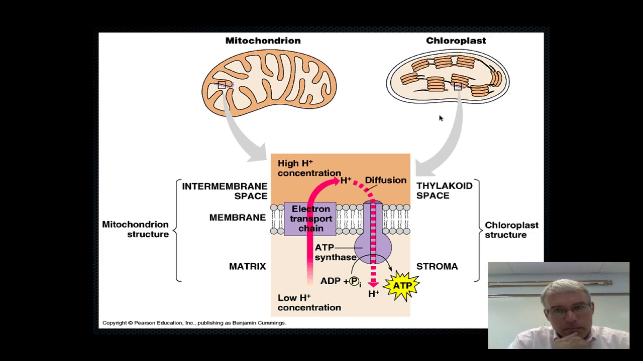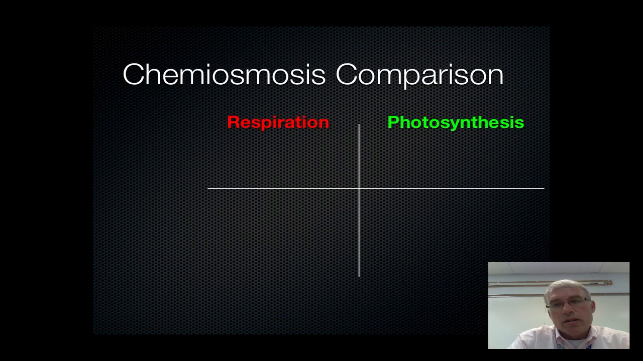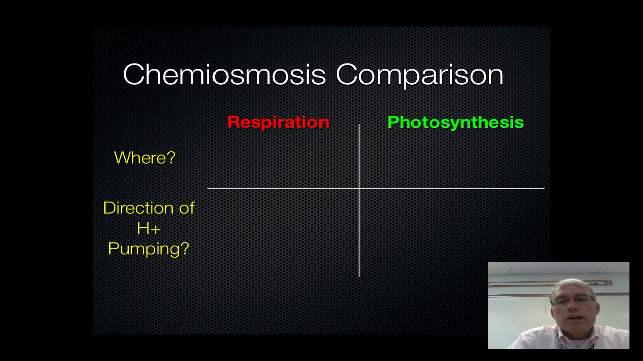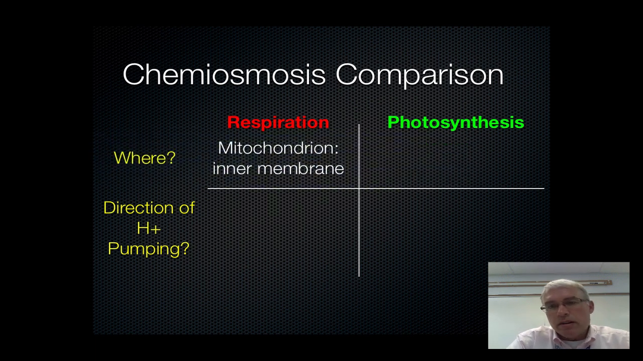Chloroplasts pump the electrons uphill in the first few steps of the photosystem to put energy into them, and then allow them to fall downhill to make ATP. All right, so let's compare the chemiosmosis of respiration with the chemiosmosis of photosynthesis. So where does it happen? And what is the direction of hydrogen ion pumping?